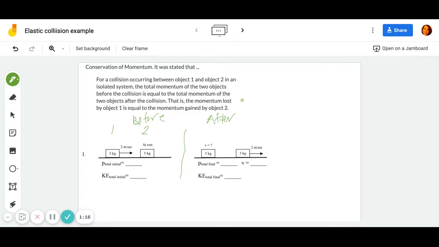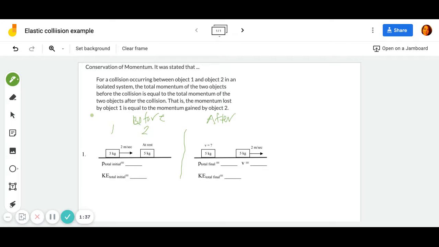Okay, so the masses stay the same. They're both 5 kilogram objects. Before the collision, object 1 is going 2 meters per second. Object 2 is at rest. After the collision, object 2 is going 2 meters per second. What's going on with the velocity for object 1?